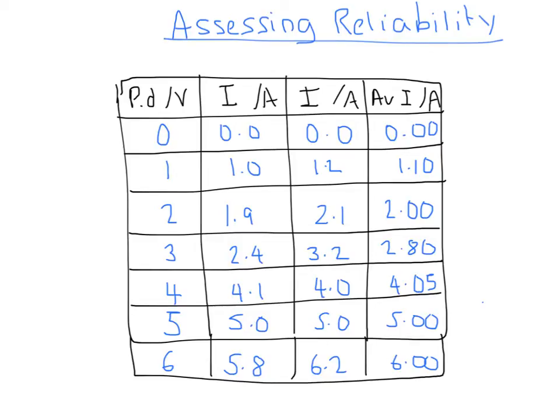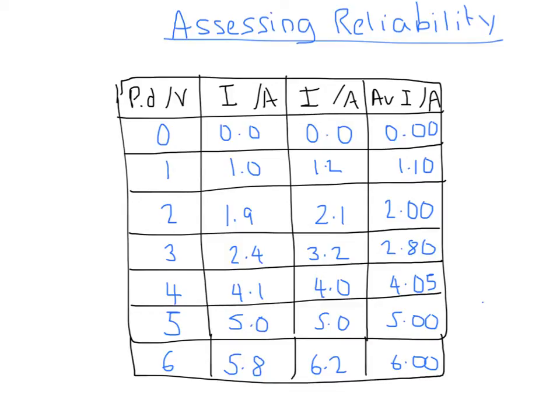So let's go down to the next one. So we've got 1.0, 1.2, average of 1.1. Again, they're within 0.1 of the average, so I would say, you know what, that's actually pretty accurate. So that's pretty reliable because they're pretty close to the average, so that's fine as well. And it's the same story for this one.